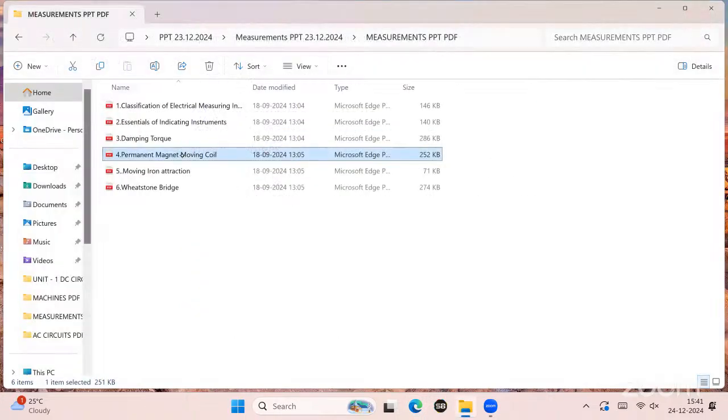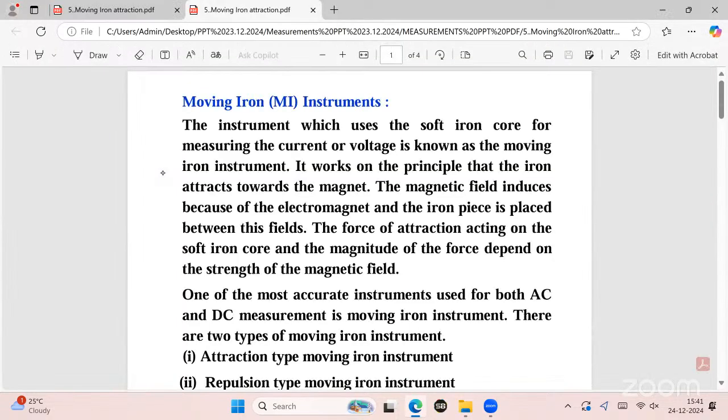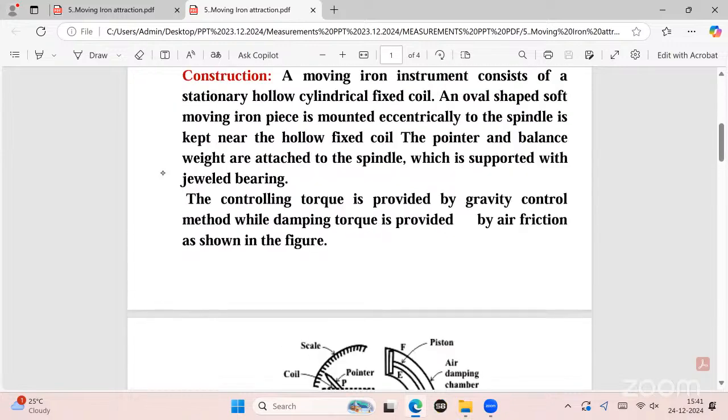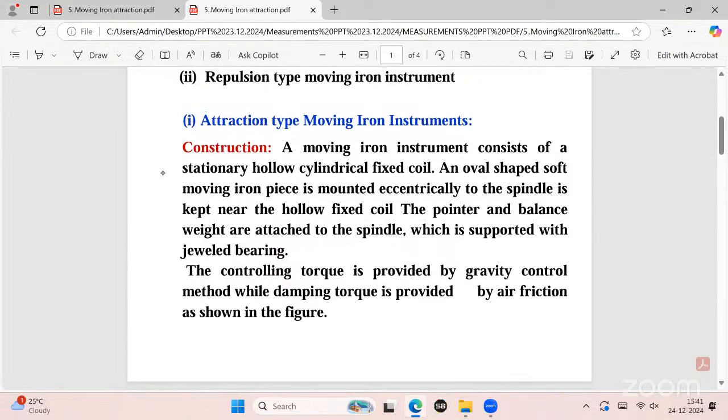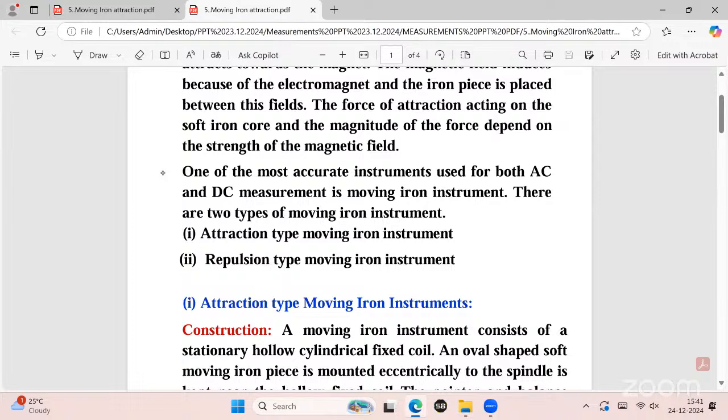Next one, moving iron. Construction. We have two types of moving iron: attraction type and repulsion type. I think you may get only one, any one moving iron instrument. He may not ask two, but it depends upon the marks.